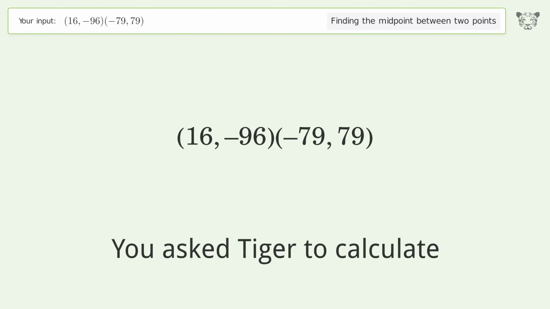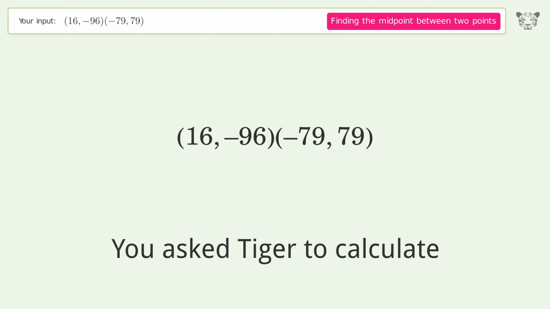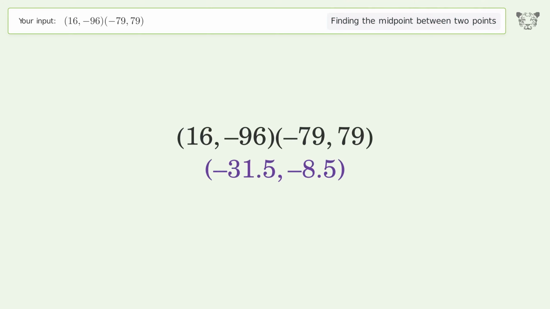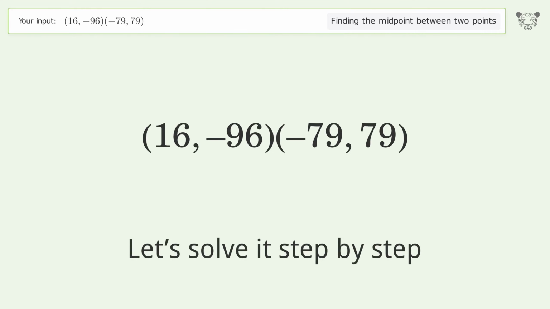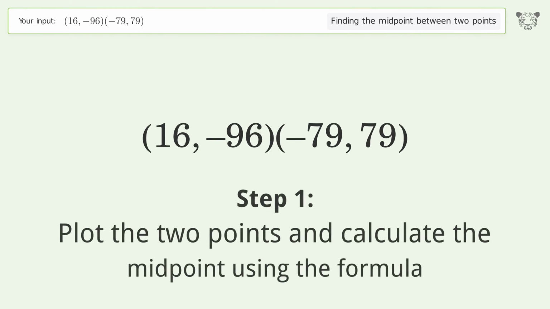You ask Tiger to calculate. This deals with finding the midpoint between 2 points. The midpoint between the 2 points is -31.5, -8.5. Let's solve it step by step. Plot the 2 points and calculate the midpoint using the formula.